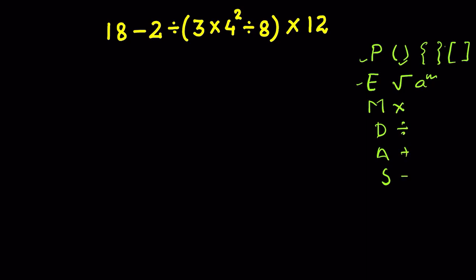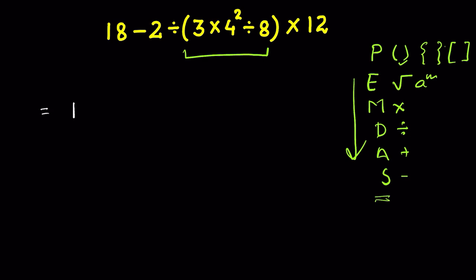So you see, if we start solving from here, we cannot do subtraction first, because subtraction is at the end. So this subtraction will be at the end. We have to follow this order of operations. First we have to solve parentheses, and within parentheses also we have to follow this order. Now let's write all other operations as they are.